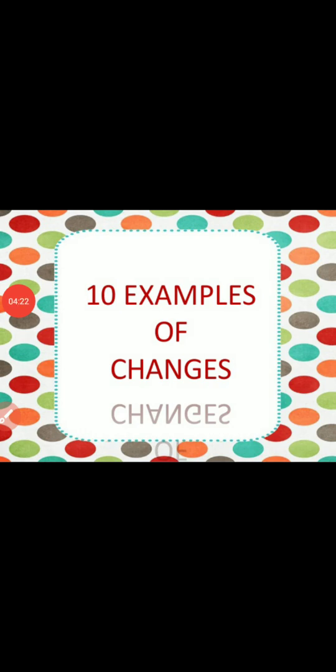So dear children, let's take a look at 10 examples of changes. First of all, the very important change, that is the melting of ice. As you know, it is a reversible change, because when we melt ice, it becomes liquid, and when we freeze the liquid, it becomes ice again. That is why it is known as a reversible change.